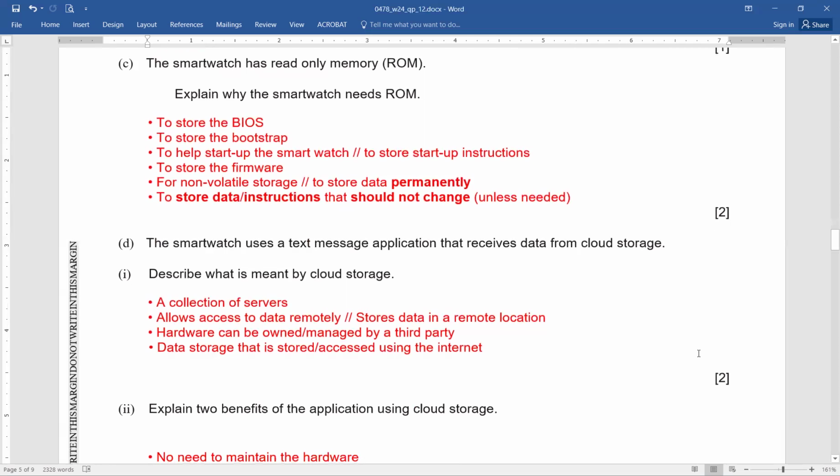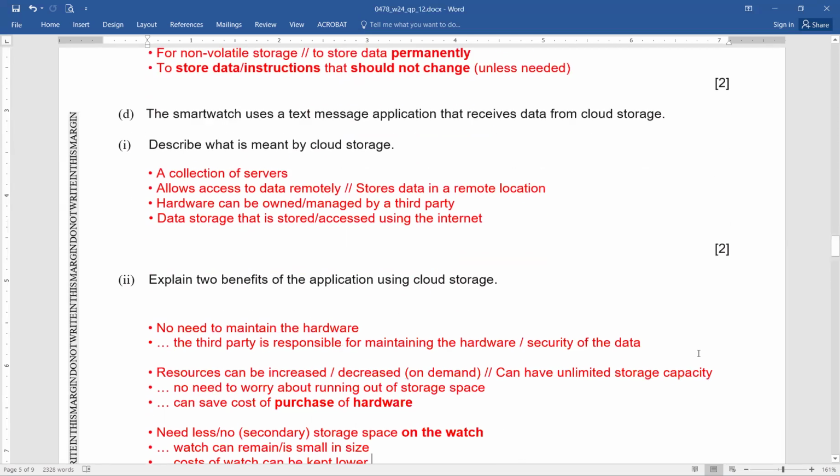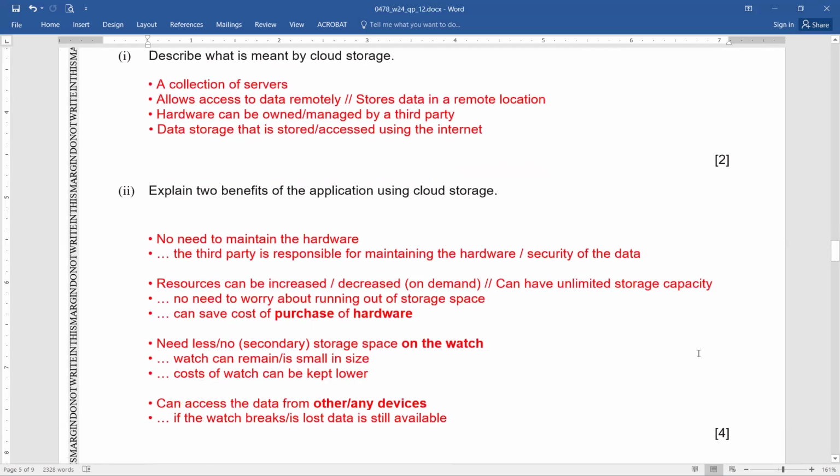Why do we need cloud storage? And you know it very well. Now, the mentioned points are very simple, which you have studied in the class, and we have assessed you also. There is no need to maintain the hardware, like you don't have to use any storage medium for storing any of your data. Because the third party is there to maintain the hardware, you don't have to worry at all about maintaining the hardware, or about security of the data, because that is the job.